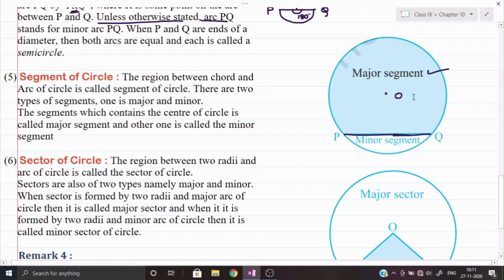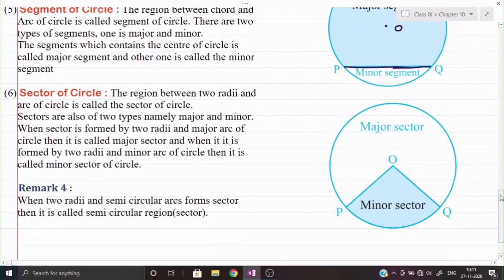Let us move to the last definition of today: sector of a circle. The region between two radii and an arc of a circle is called the sector of a circle. Sector, you may remember with some very good examples, like a piece of cake. When you cut the cake, it looks like the blue shade you are looking at over here, which is exactly one piece of the cake. Or the pizza you may have seen, the person cuts the pizza into various sectors.